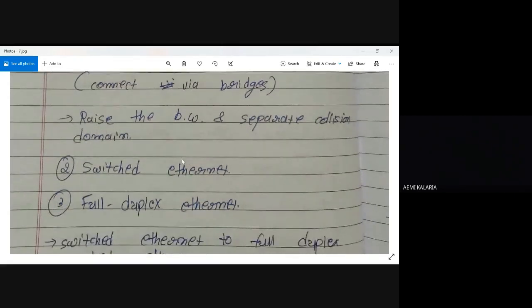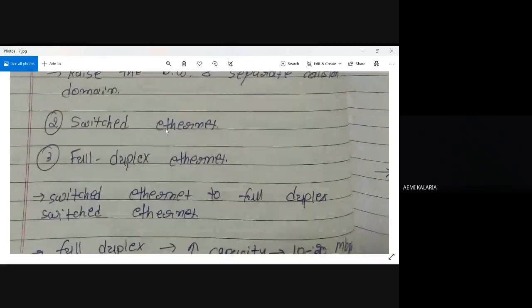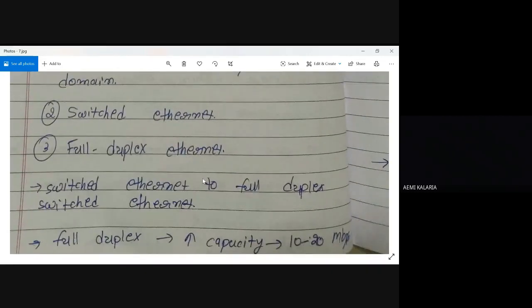Second thing, switched Ethernet. If we use a switch, that is also fine, because a switch also has some buffer and is a smart device. Third one is full duplex Ethernet. Till now we were dealing with only half duplex, meaning at a time a station can only send or only receive, but we can also use full duplex Ethernet. Whenever we use switched Ethernet, two links are there. The first one is for transmission, the second one is for receiving. It is useful so that we can increase the speed of our transmission.